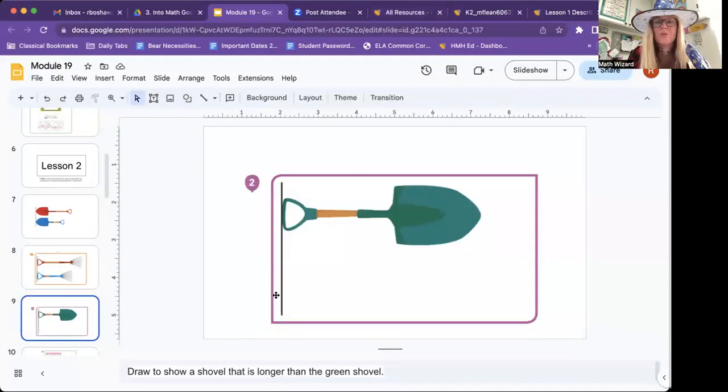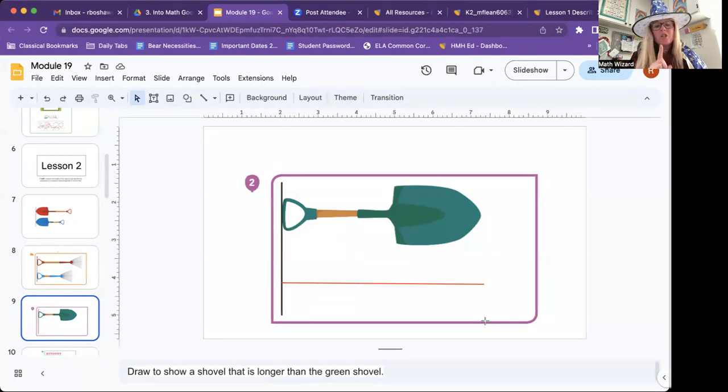Okay, it's really important. Otherwise, it's not accurate. It's not the correct measurement. So let's look. I'm just going to draw a line. Okay, and so I'm going to draw a line that is the same length as the shovel, right? That's about the same length as the shovel.